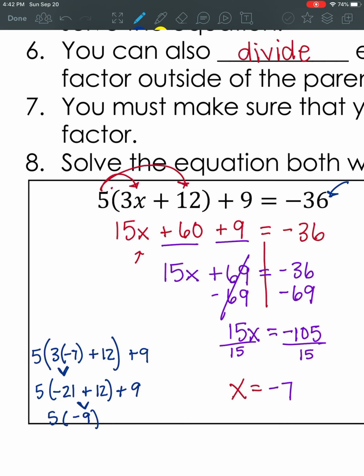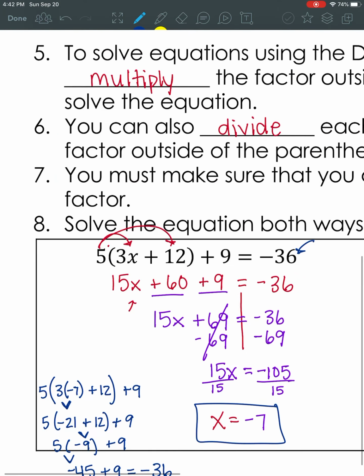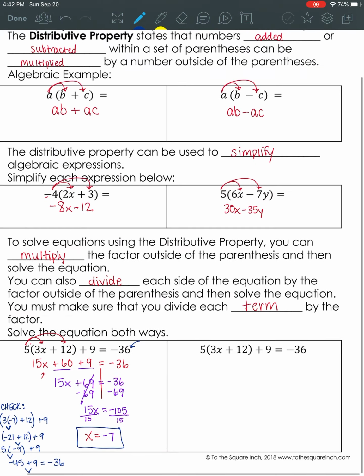So negative 21 plus 12 is negative 9. And then we have negative 9 times 5 plus 9. So multiply first, negative 45 is 5 times negative 9. Plus 9, they are opposite signs, so we keep the sign of the bigger number, that's a negative. And then 45 minus 9 is negative 36, which is what we started with. We know we are correct. Okay, so that's just checking our work. And I'll write that up above here.